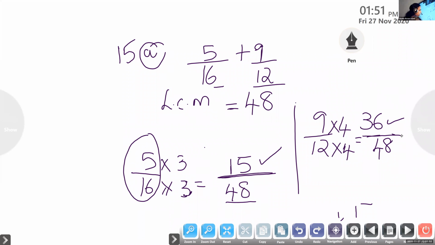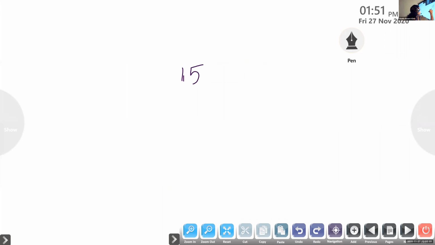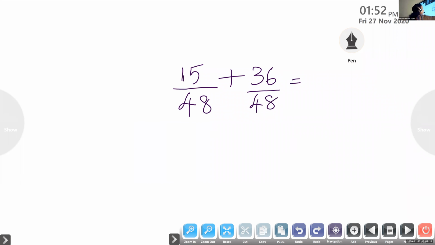So in the next step, I'm writing 15 by 48 plus 36 by 48. So the answer is 51. Very good. Children, add and find out whether it is correct or wrong. So the answer is 51 by 48.